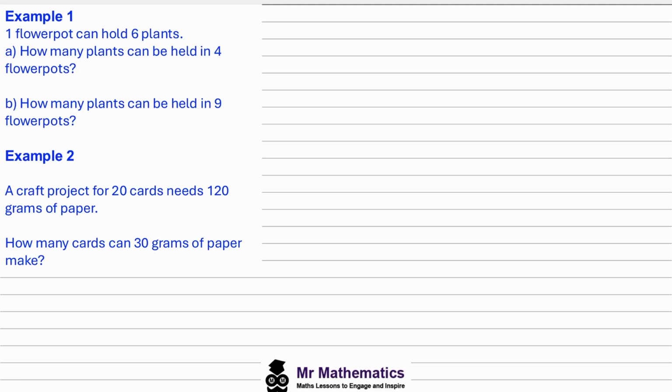So in example 1, we're told that one flower pot can hold 6 plants. So we need to write this as a ratio. And this will be flower pots to plants. So one flower pot can hold 6 plants. We want to work out the number of plants in 4 flower pots. So we can scale our ratio.